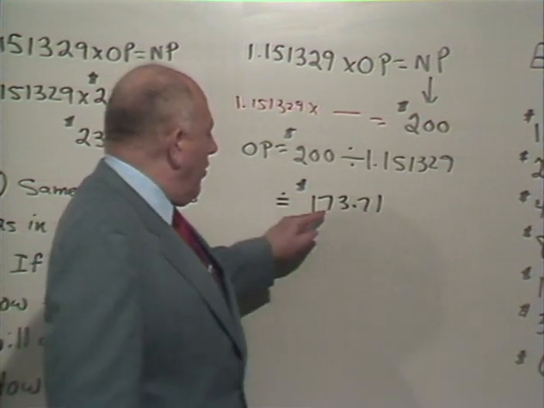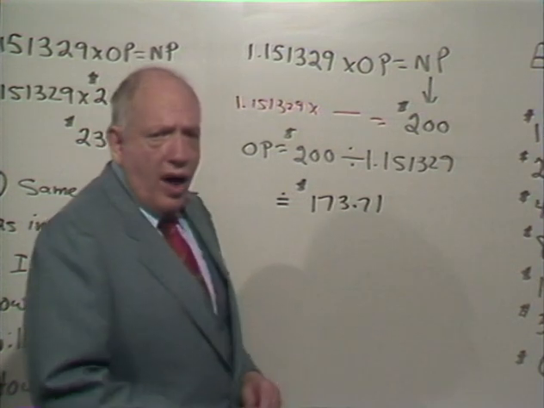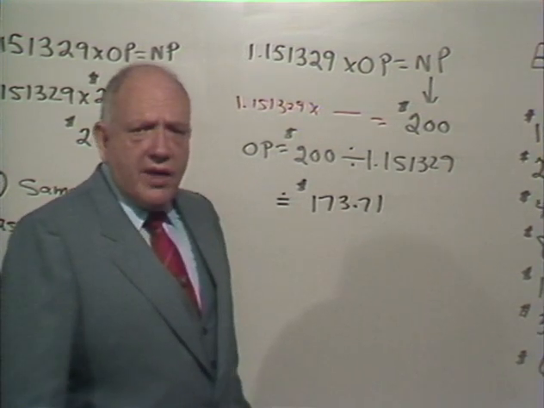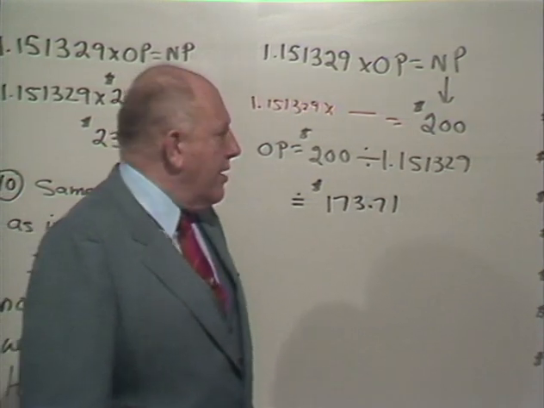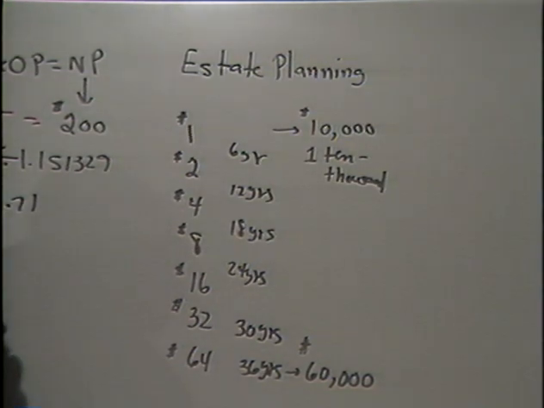$173.71. In other words, if the groceries are going to cost me $200 2 years from now, right now I can buy that same order for $173.71. And this is what I mean by what I call estate planning. There are two ways to look at this.